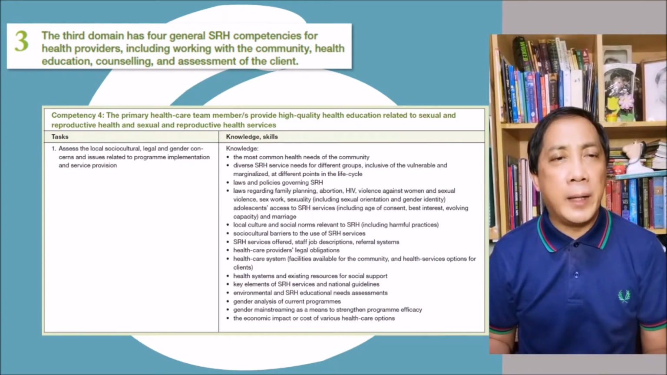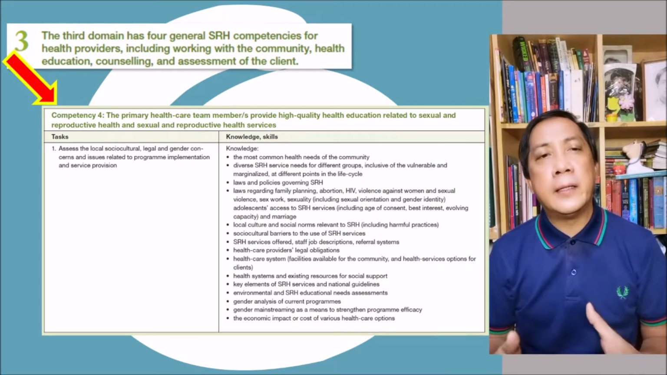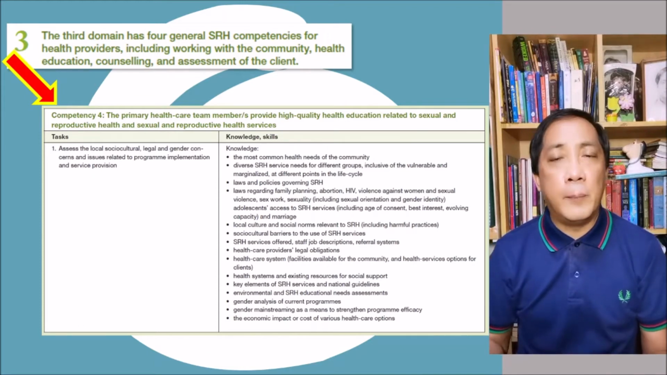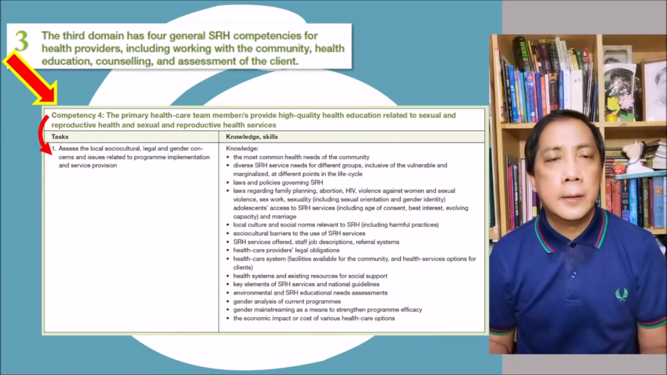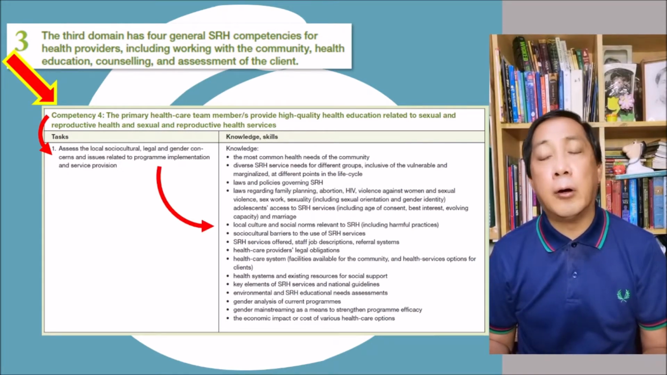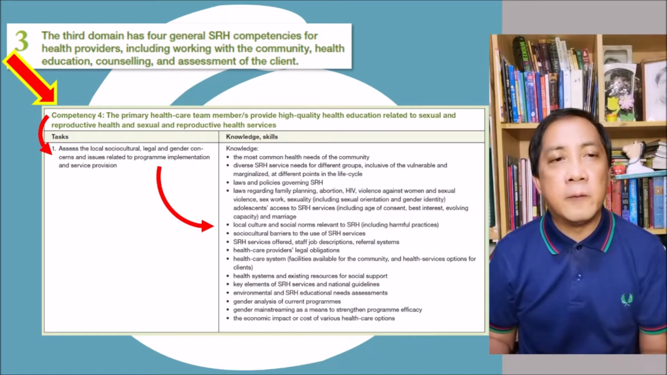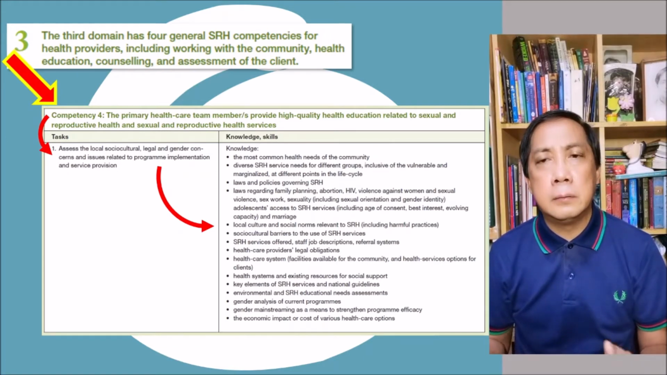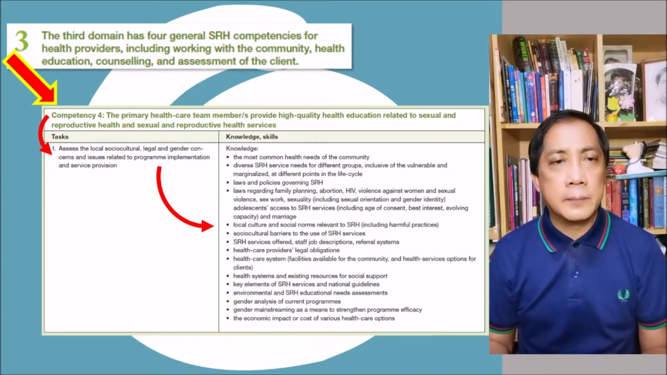So from the domain, you're able to identify, or you go to the next step of identifying the competencies, and from the competencies you identify the tasks that will be needed to perform the competencies, and the knowledge and skills needed to perform the task. So you go through those particular stages of development.